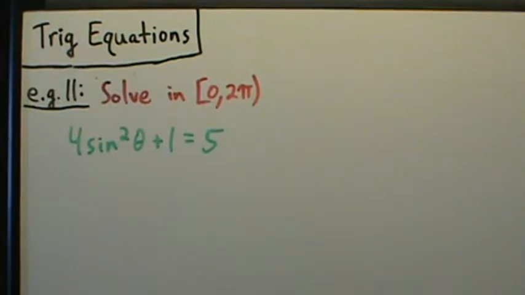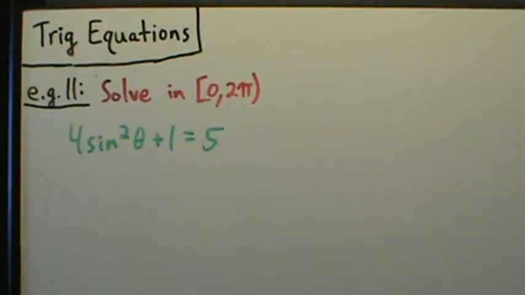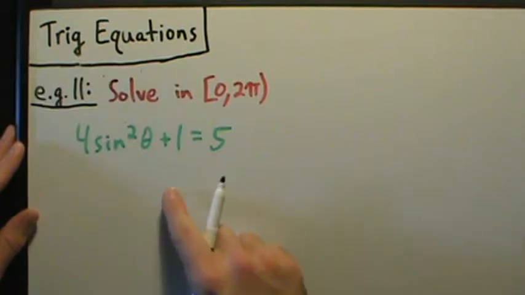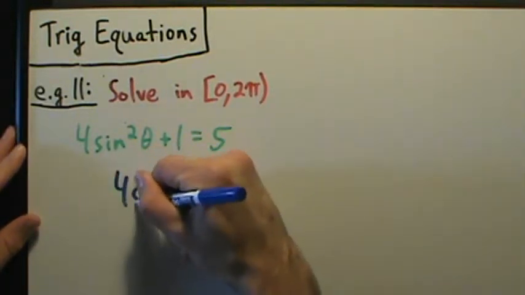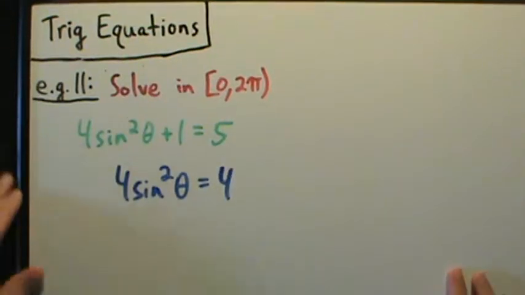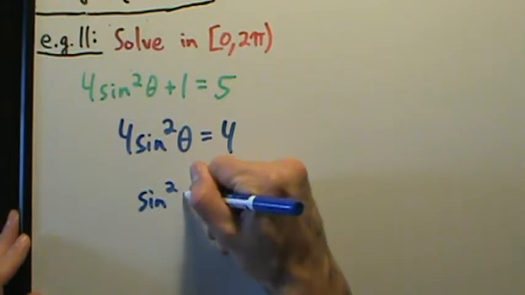So the idea basically is we're solving for theta, so we want to eventually get the theta all by itself on one side. So we're just going to treat this like we would any other type of algebraic equation. So we'll subtract 1 from both sides, and we get 4 times the sine squared of theta equals 4.